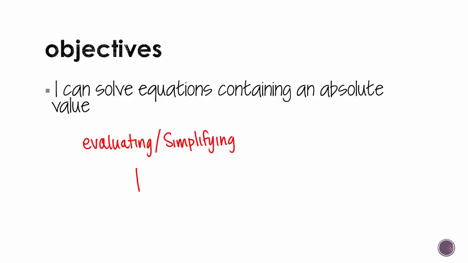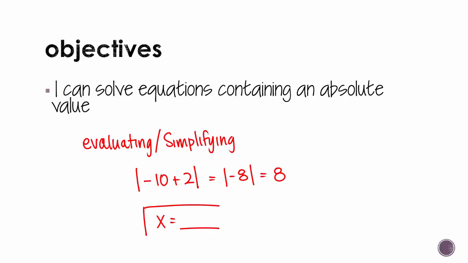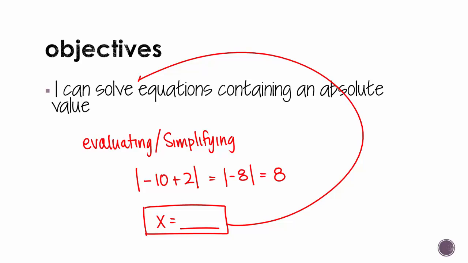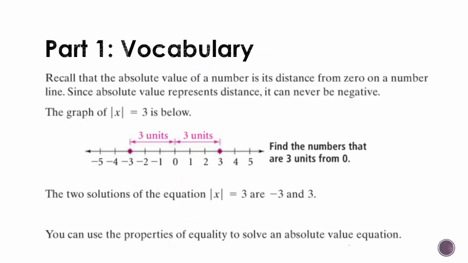And what we did in class is I gave you problems like this, and you had to just simplify this to this, and then find the distance that -8 is away from the number line. What you are doing here is not solving. We didn't get x equals something, and that's what we're going to get now that we are doing solving. So you'll get an equation like this. The absolute value of x, something we don't know, equals 3.